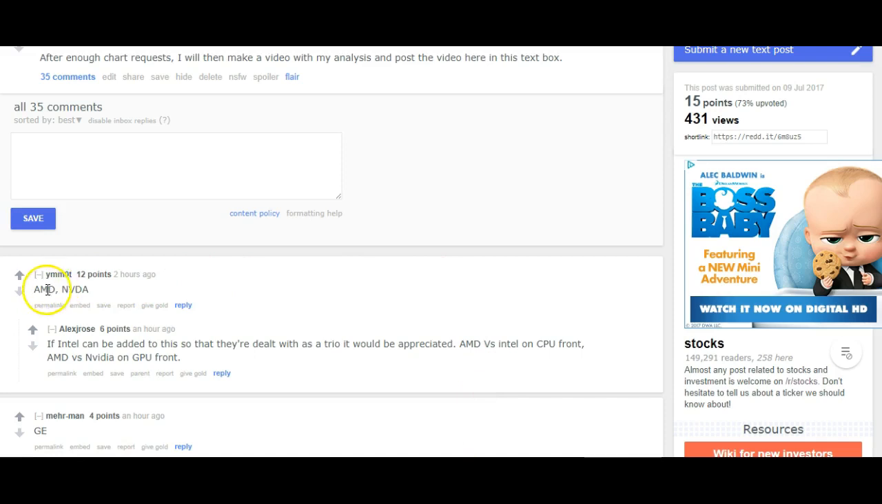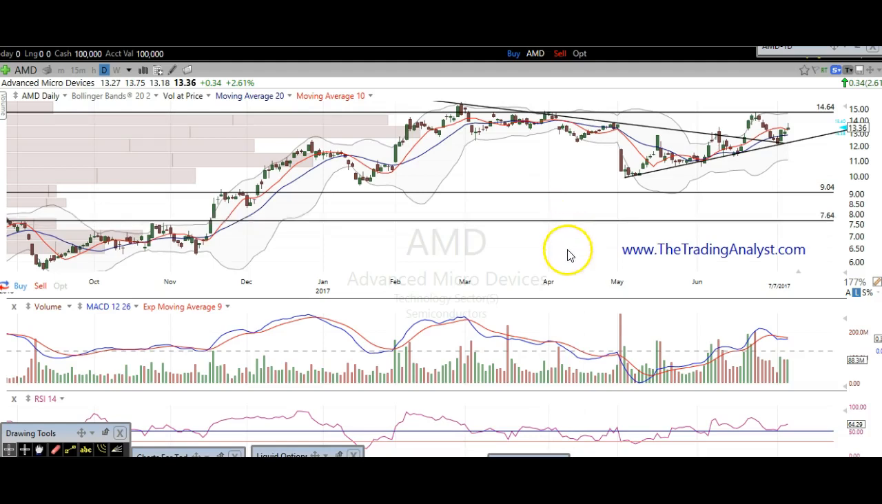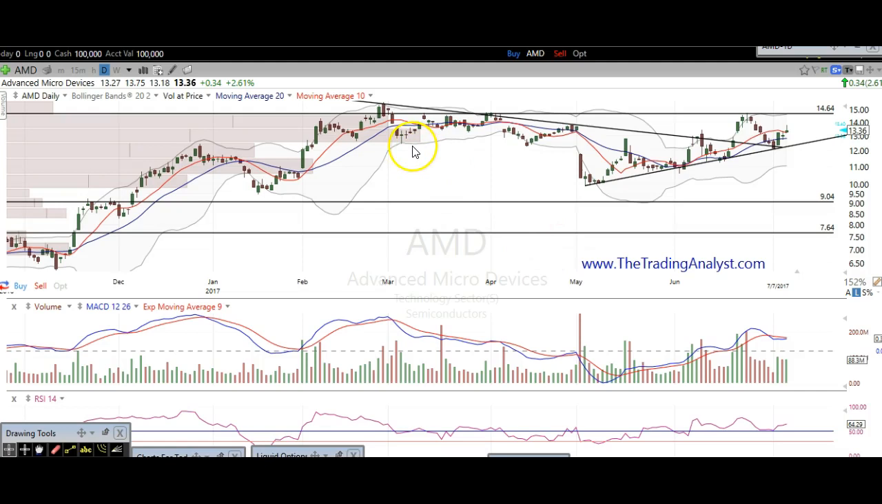AMD is the first one that was requested. Got several requests for that. So AMD, this is the one that we're going to be covering first. As you can see here, we had this downtrend line that was keeping AMD in check for quite a while. There was that rejection here in February, again here in March, again here in April, almost hit it right here in May, right here in June, again in June. Finally we broke over it, and then look at where we bounced from.